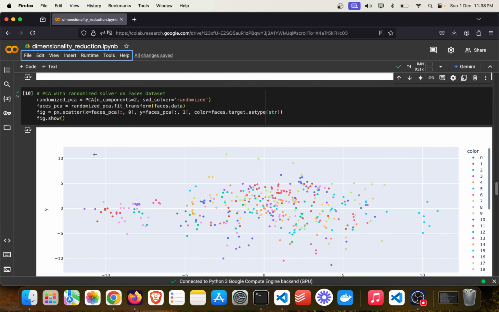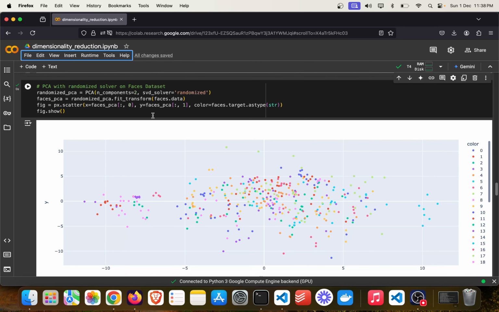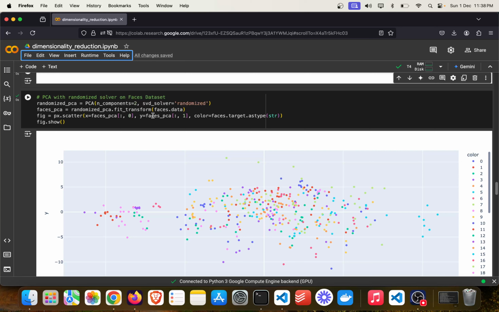Afterwards, there's a technique called PCA, which stands for Principal Component Analysis, with a randomized solver. It is a linear dimensionality reducing technique that uses singular value decomposition of the data, and it only keeps the most significant singular vectors. We use a randomized solver because it speeds up the decomposition on the faces dataset, which we are using for this purpose.